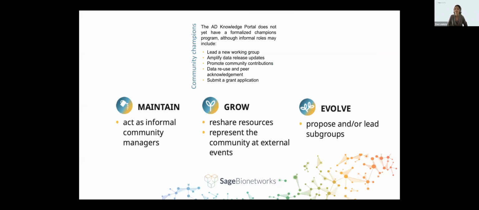Formally or informally, I will mention that the AD Knowledge Portal does not yet have a formal champions program. We hope to, but there are some potential roles for those champions that may be listed here. These are the people that act in all three ways to maintain and grow and evolve the community. They're active community members.